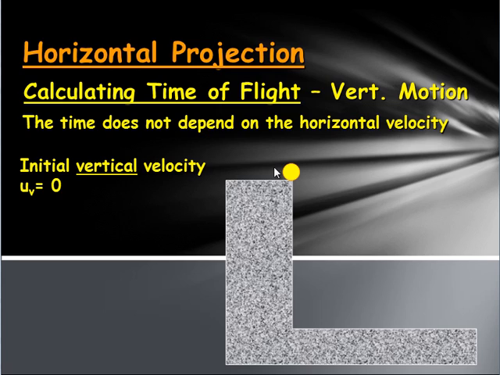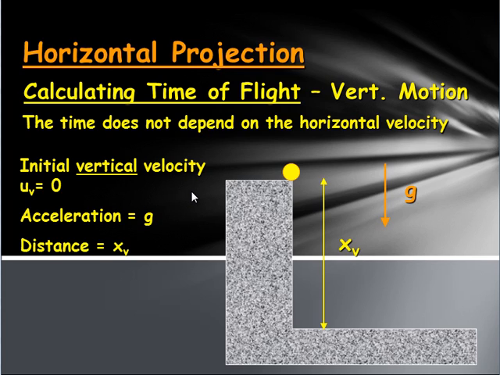So the initial vertical velocity is 0 because it's rolling off in a horizontal direction. Acceleration is g, so listing our variables. The distance it's got to fall is x, and I've put the subscript v, vertical direction. The time of flight is, well, that's what we're looking to work out. So we've got x, we've got a, we've got u, and we need t. So we can use x equals ut plus a half at squared.